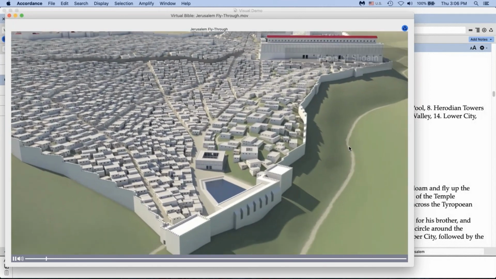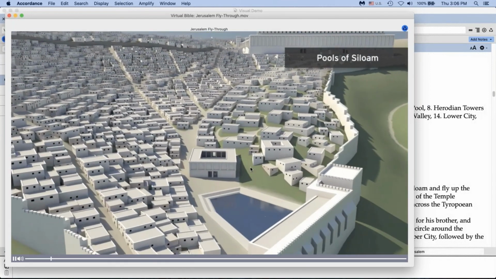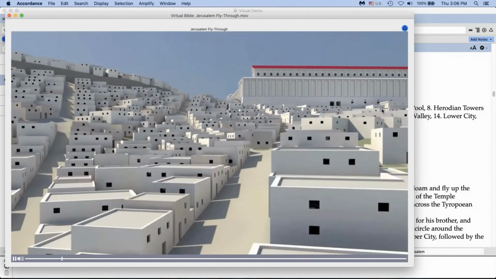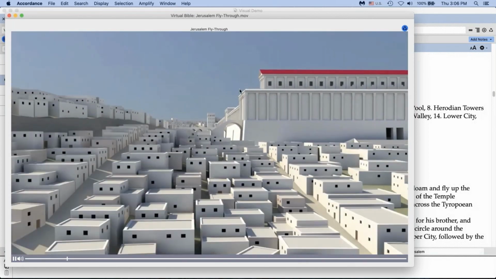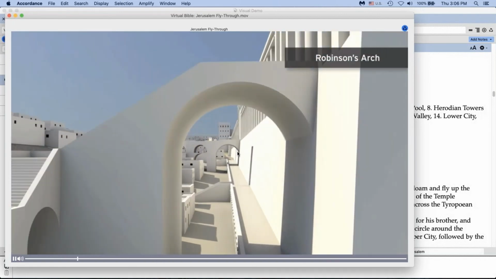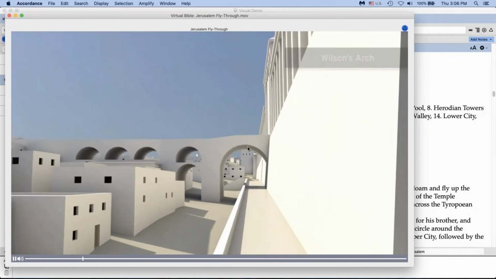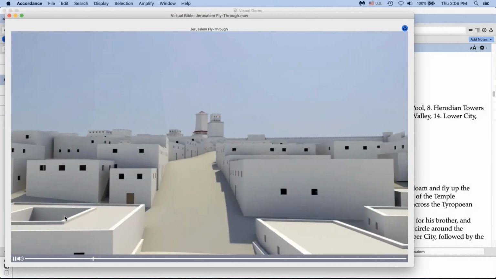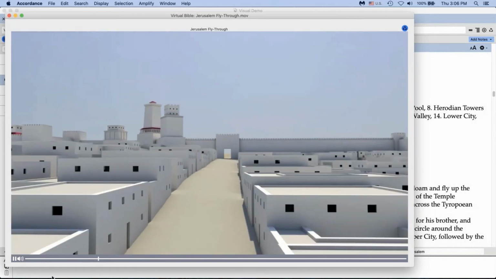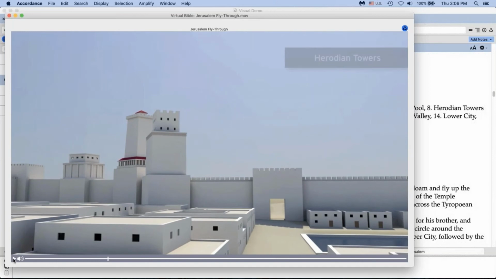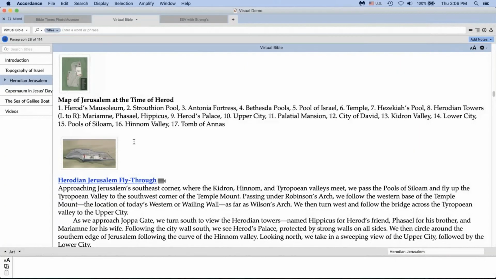But now you see here's the Pool of Siloam, and now we're going to go up the old City of David, up to the temple here. There's Robinson's Arch, and both of these you can see today. That's Wilson's Arch. We're at the Western Wall that you see today. Anyway, you get the idea. We don't have to watch the whole thing, but I just wanted to give you an idea of the kind of thing that it has on that resource.